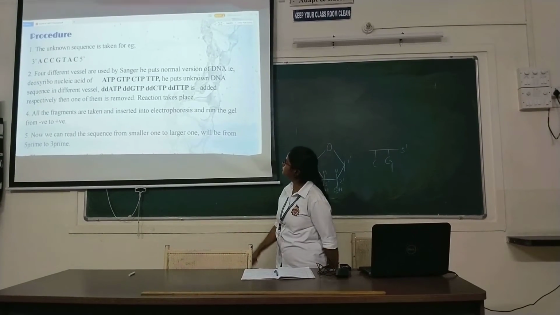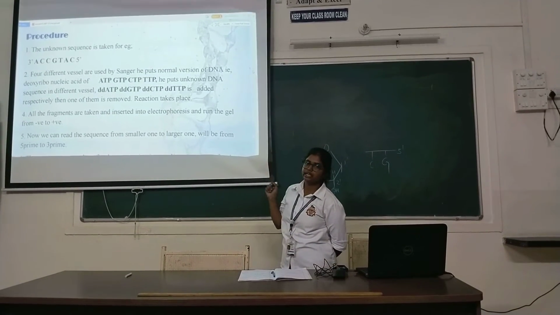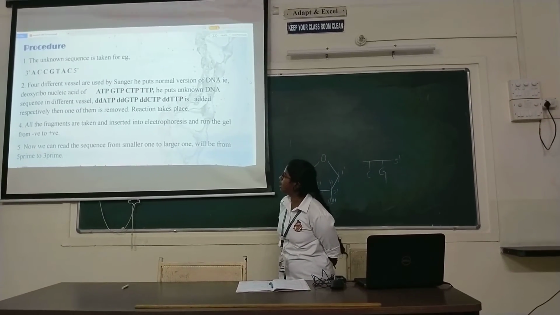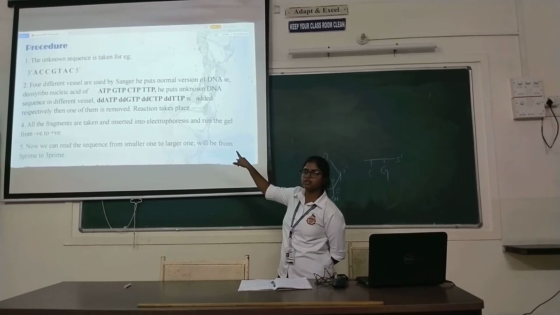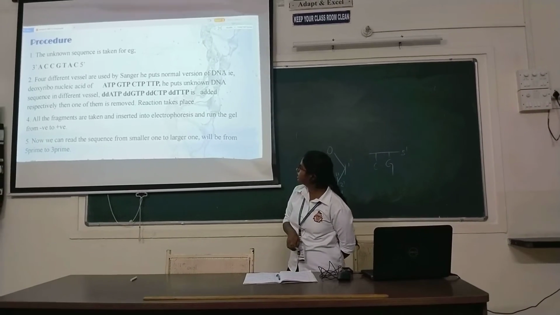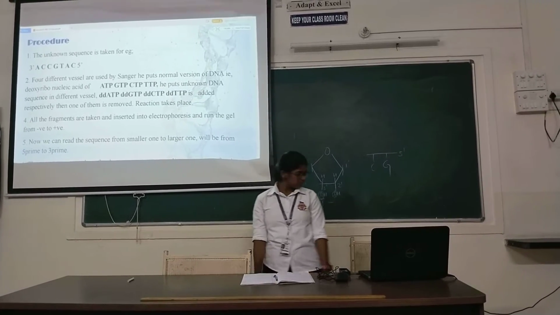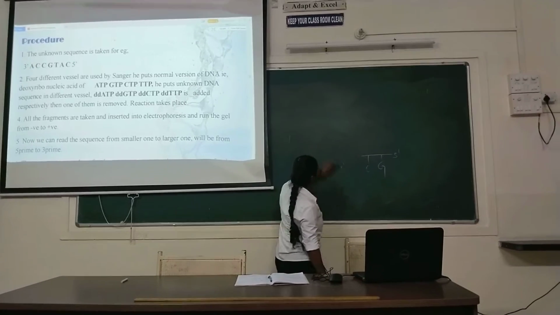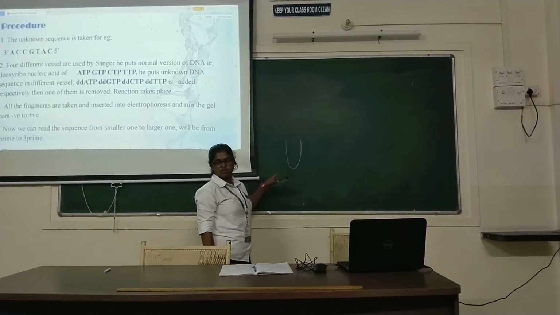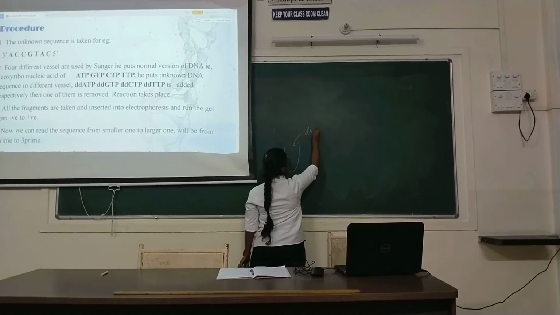In each vessel, he introduces normal ATP, GTP, CTP and TTP. He puts the unknown DNA sequence in the different vessels, and dd is nothing but dideoxy. ddATP, ddGTP, ddCTP and ddTTP are added respectively. Then one of them is removed. This is one of the vessels. Okay. What have we added? There is a ddATP.